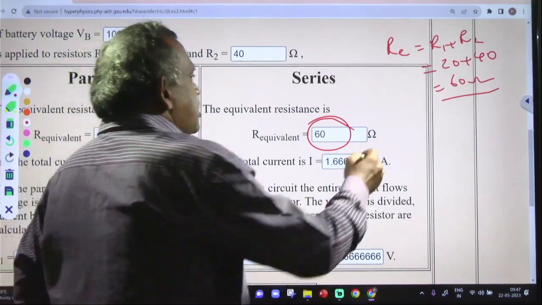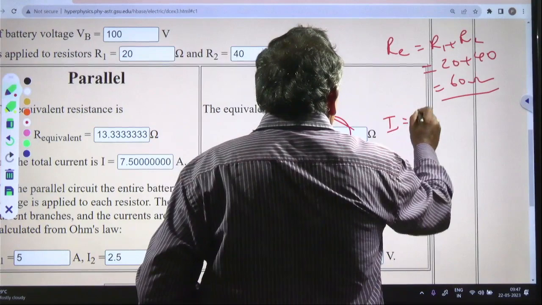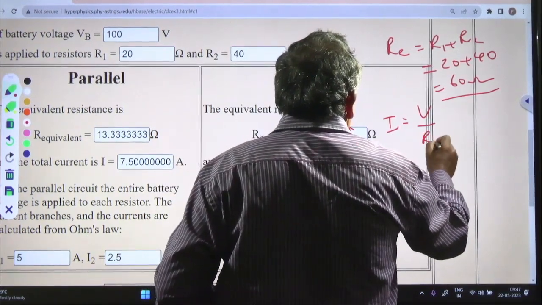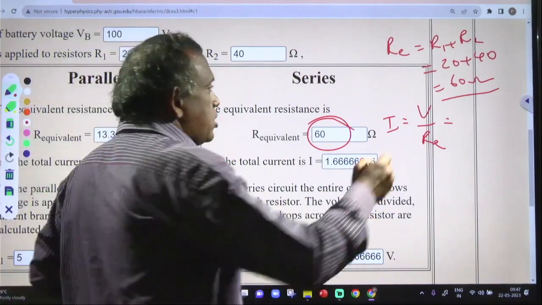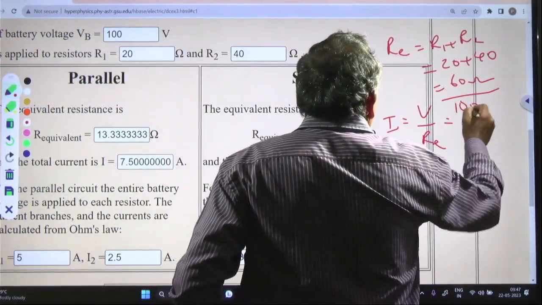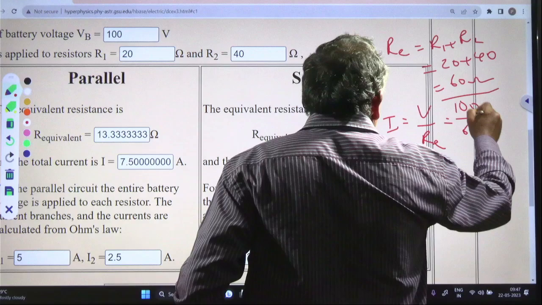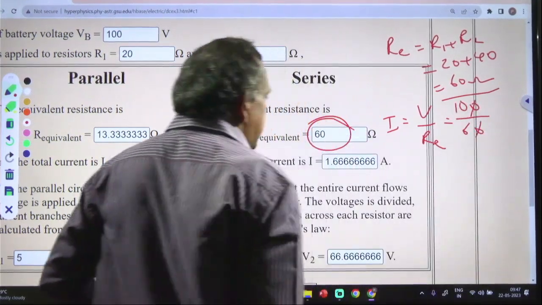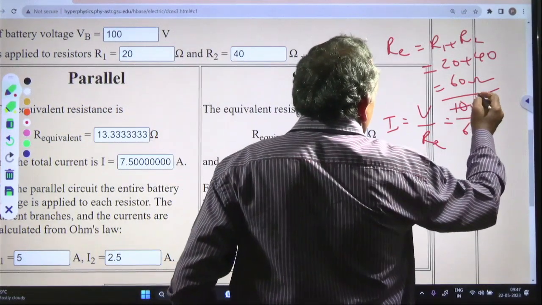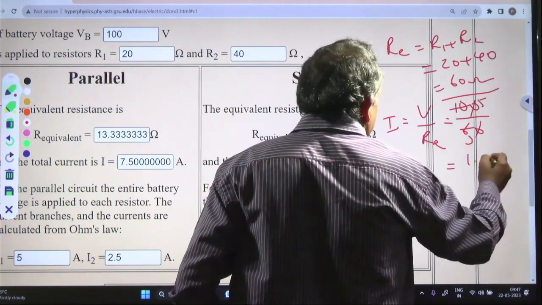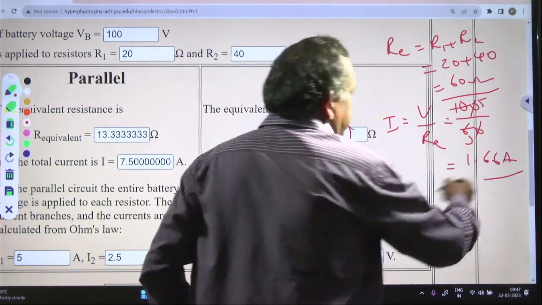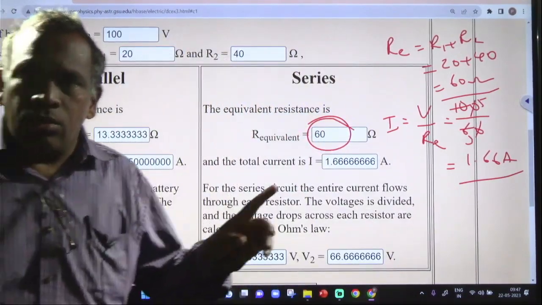The current in the series connection, total current, is equal to V by R equivalent. Total voltage is 100 volts. R equivalent is nothing but 60. So the zeros get cancelled, 10 by 6. Dividing by 2, 5 by 3. So you will get 1.66 amperes. You can solve like this.